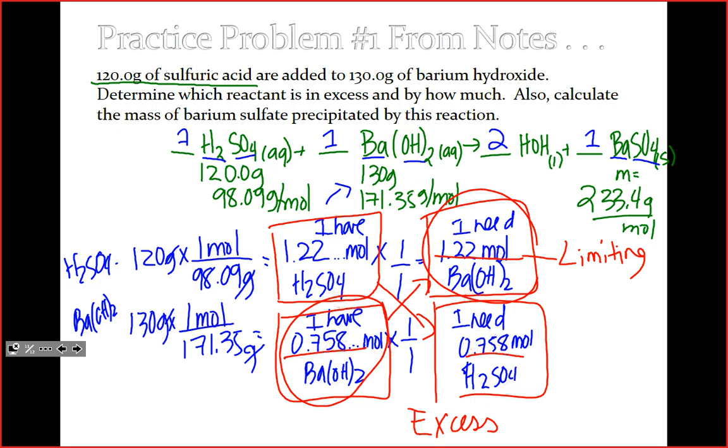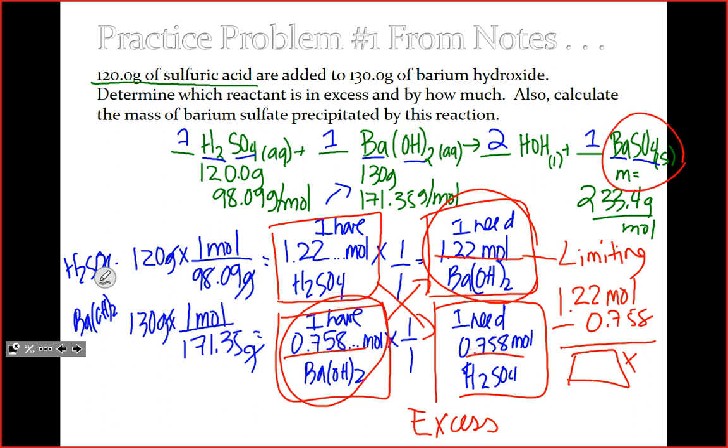So let's just see here. If I take a look at my excess, I'll do this really quick: 1.22 moles, subtract 0.758. I'm going to take that answer and multiply it by the molar mass of my excess. And then to find my precipitate, I take my limiting, which is this guy, and I'll use that. I'll use my limiting to figure out with regular stoich the mass of this.